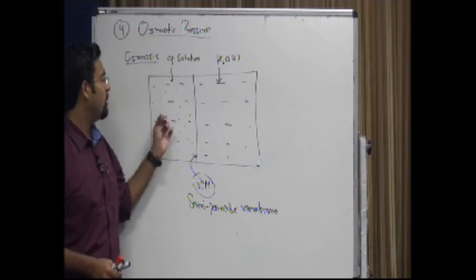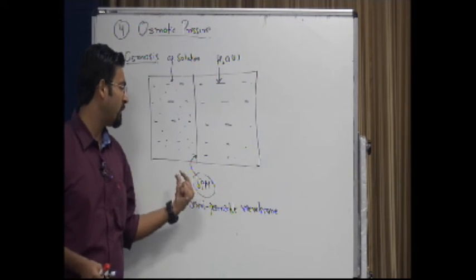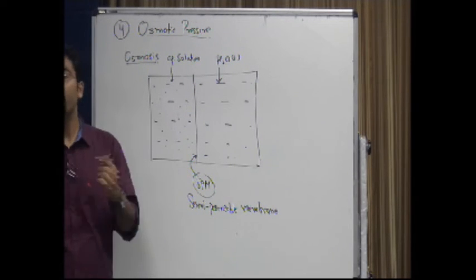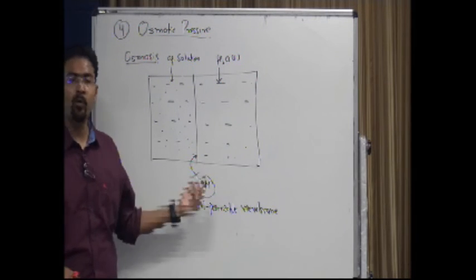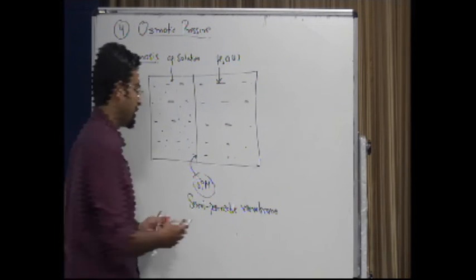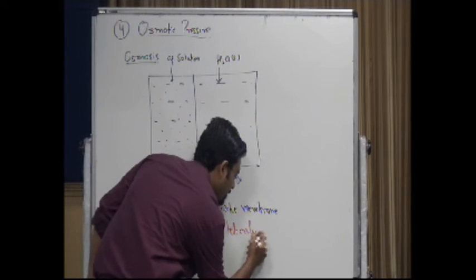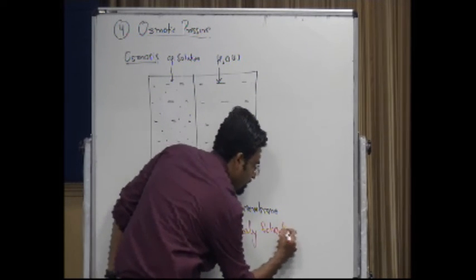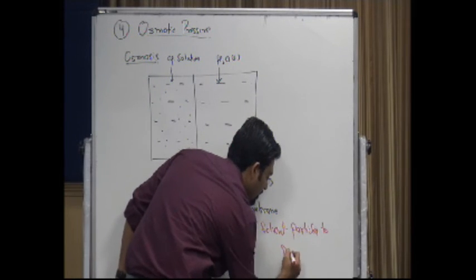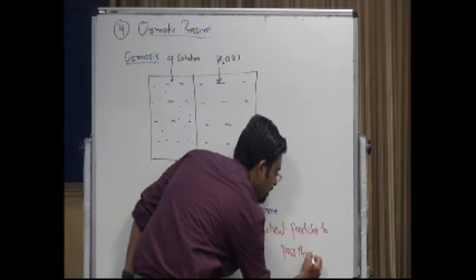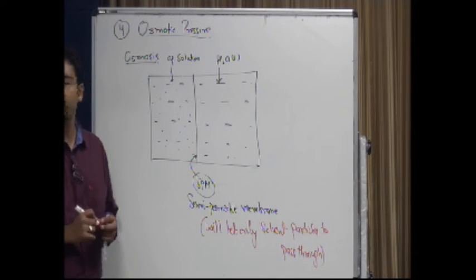Now, because of the semi-permeability, what will really happen in the kind of membrane we have taken is, it will let the solvent particles pass through and will not let the solute particles pass through. It will not let solute particles pass through from either side, right?